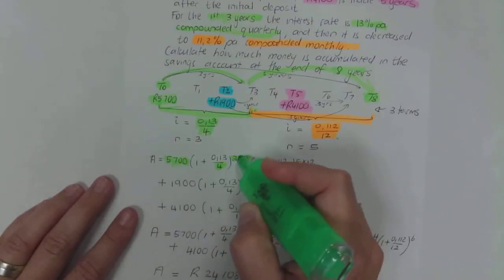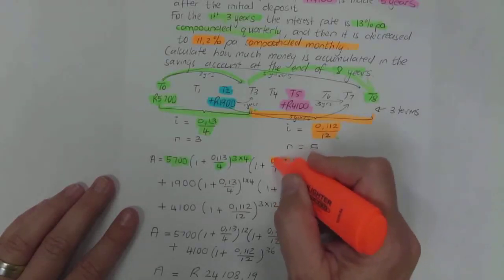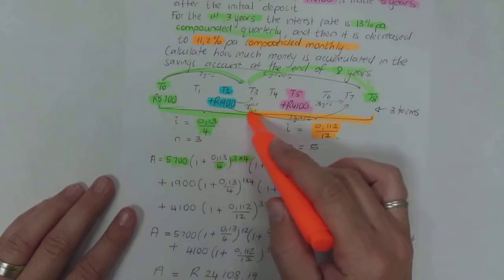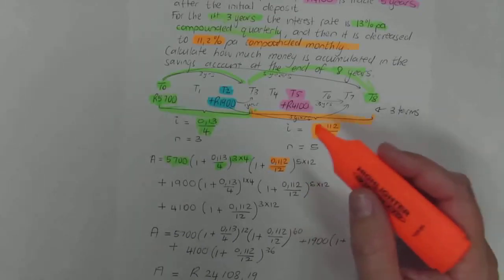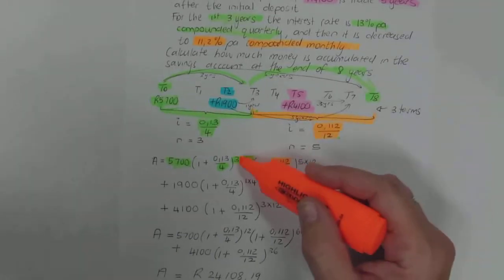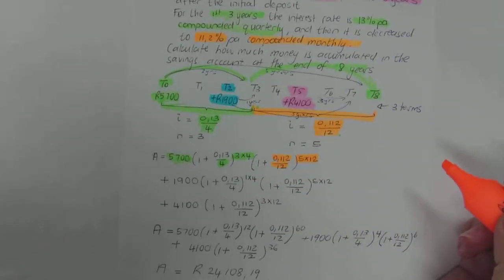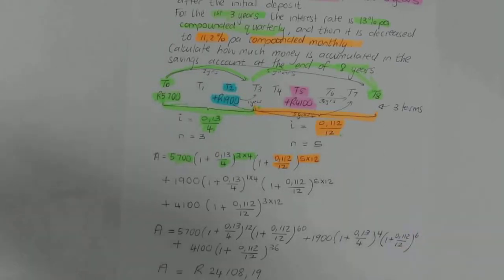Quarterly for 3 years and 11.2% monthly. And how long is it? Well, if the first 3 years is 13%, the investment is 8 years in total. So 3 years at 13%, that means 12 quarters. Okay, 12 quarters. 5 years at monthly 11.2%.